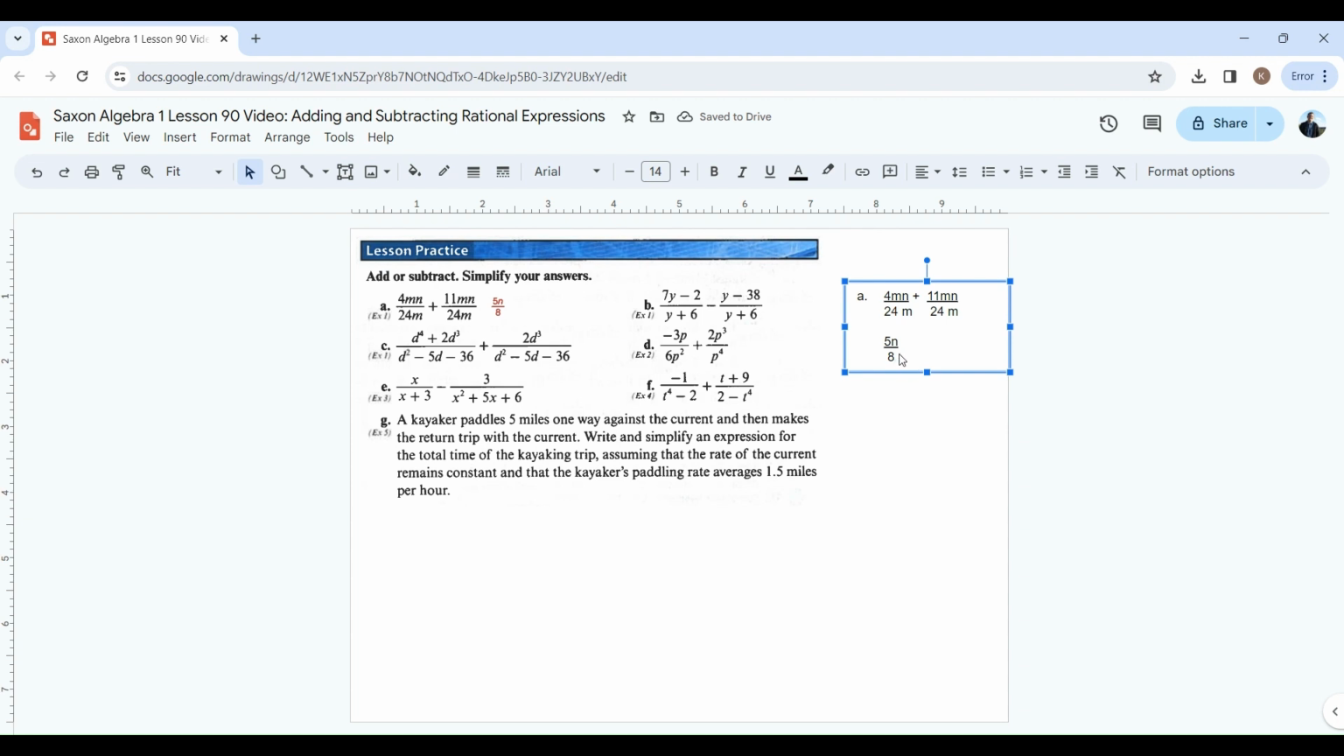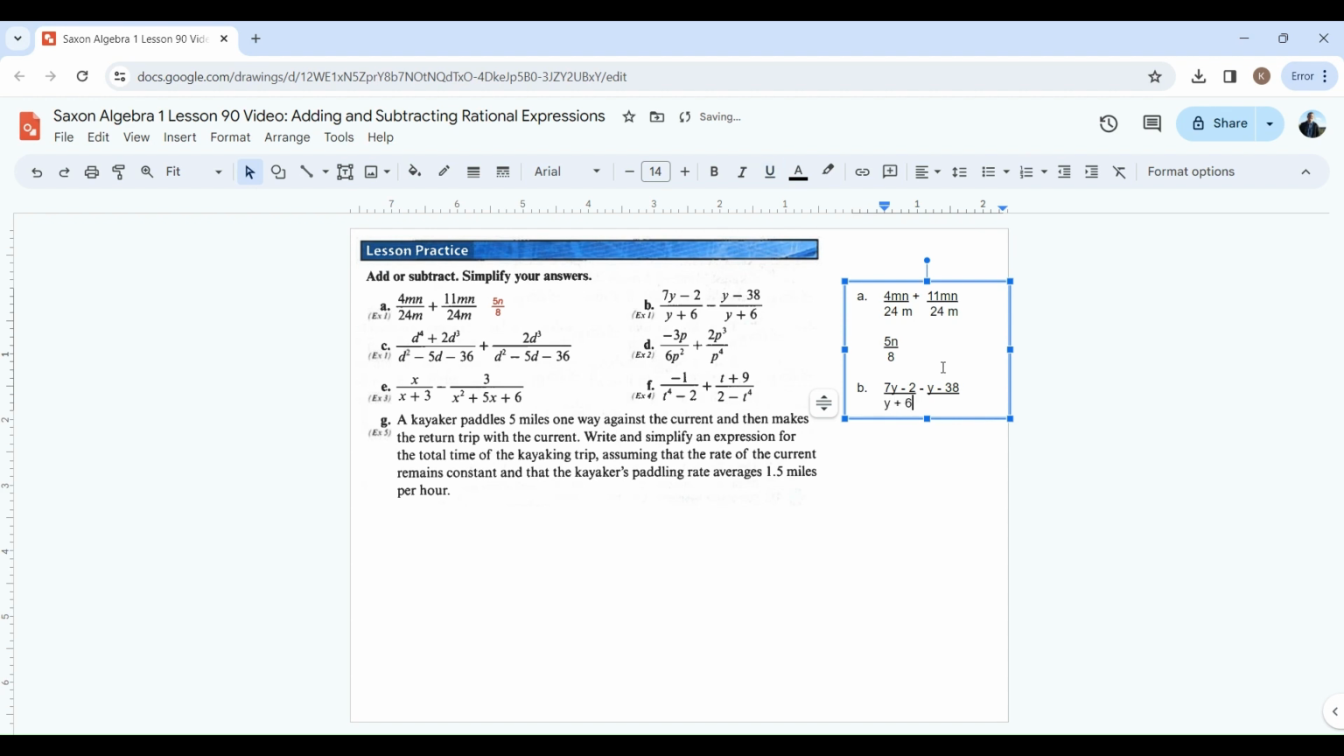Let's do letter B, another easy one to get us started. Okay, so in letter B, we have 7y minus 2. Okay, there's going to be a minus sign in between our fractions. I'm going to put that in right away. Y minus 38 on top. And then let's make our fractions and we'll make our denominators. Hey, I'm going to notice in this one, our denominators are the same. Okay, so our denominator on this side is going to be y plus 6.